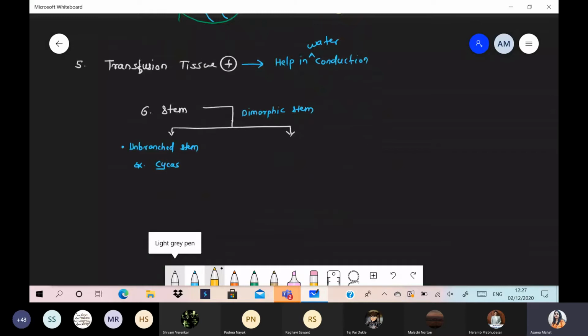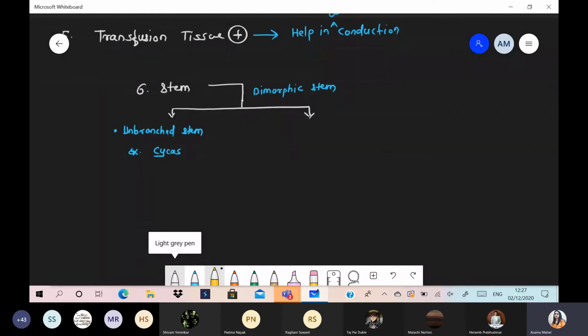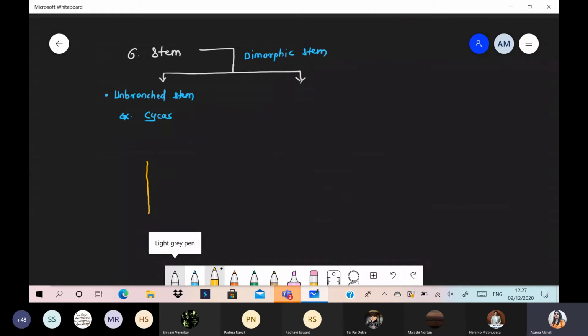So again, in the case of the gymnosperm, stems are dimorphic. Number one, that is the unbranched stem. Unbranched means what? No branching. There is no primary branch or secondary branch, only a single branch. So if you want, you can draw the structure like this. The presence of the unbranched stem means like this: a single branch is present, and that branch is simply the unbranched stem.